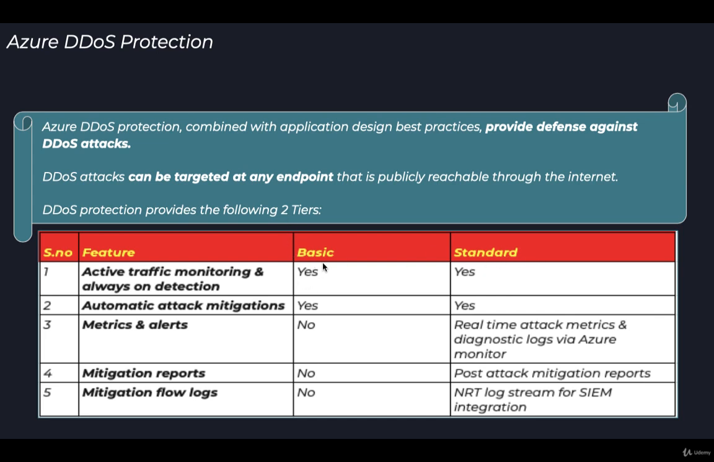Basic you get with your normal Azure subscription, and in basic you have limited functionality like active traffic monitoring, always on detection, and automatic attack mitigation. These are the basic features you get.